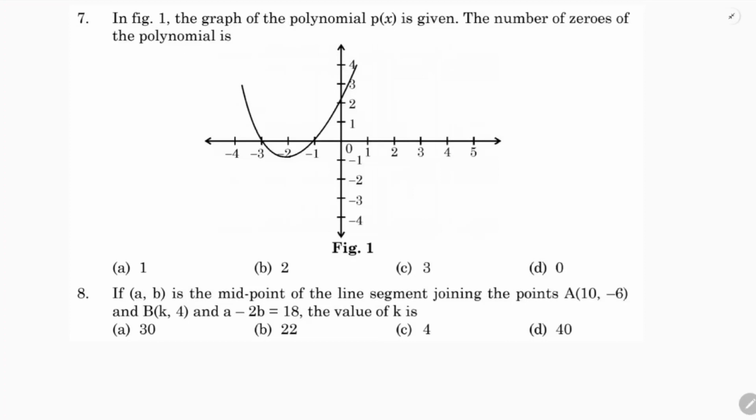In the figure, the graph of the polynomial p of x is given, and we need the number of zeros of the polynomial. See, the graph clearly cuts at 2 points, so we'll get 2 zeros. It cuts at 2 points, so the correct option is B.